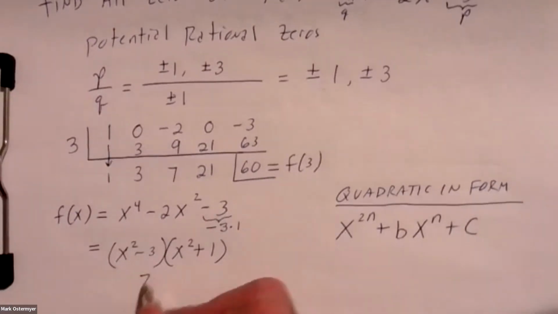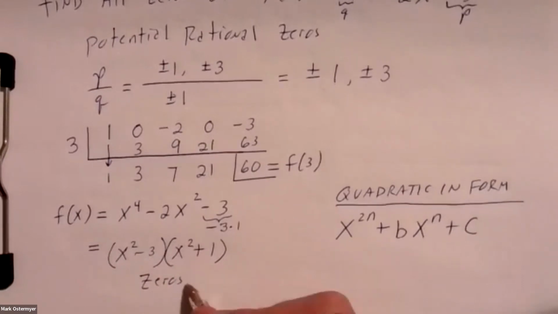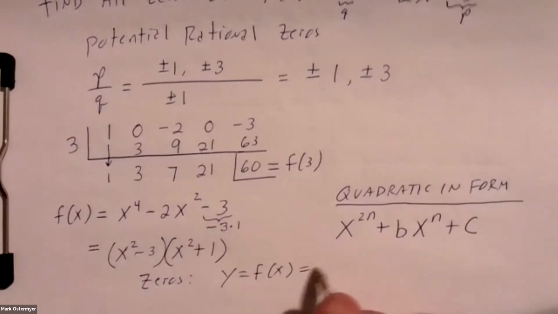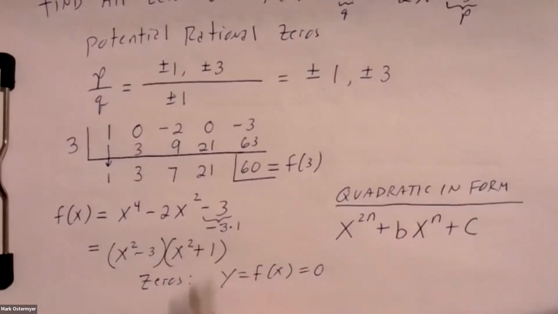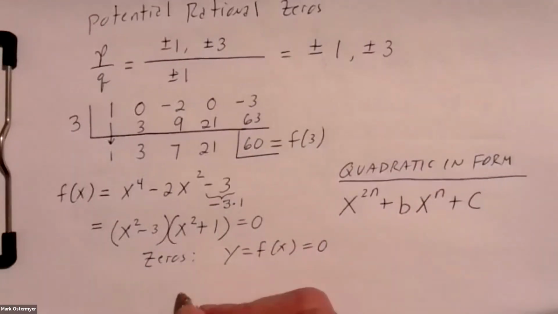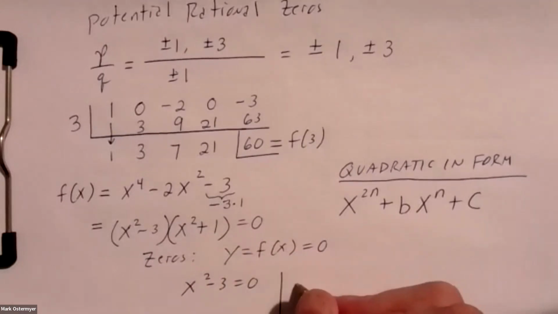Now, to find the zeros, we're literally going to set y, which is really called f of x, equal to 0. Meaning we set each of these factors equal to 0, as we would set this whole equation equal to 0. And to solve for x, we would have to set these variable factors equal to 0 and then solve each of these quadratic equations.